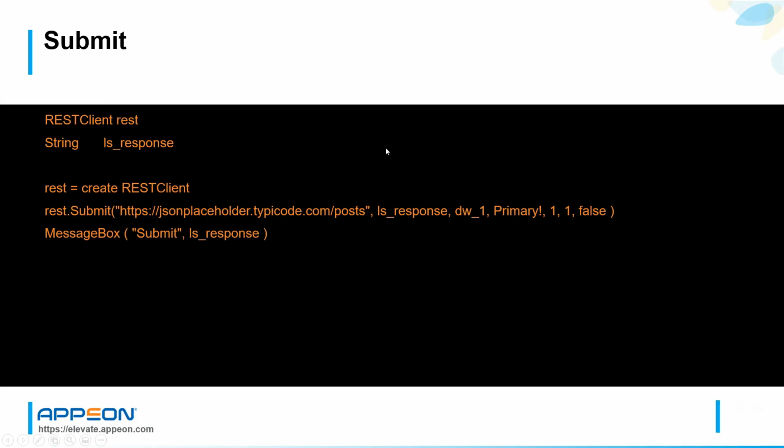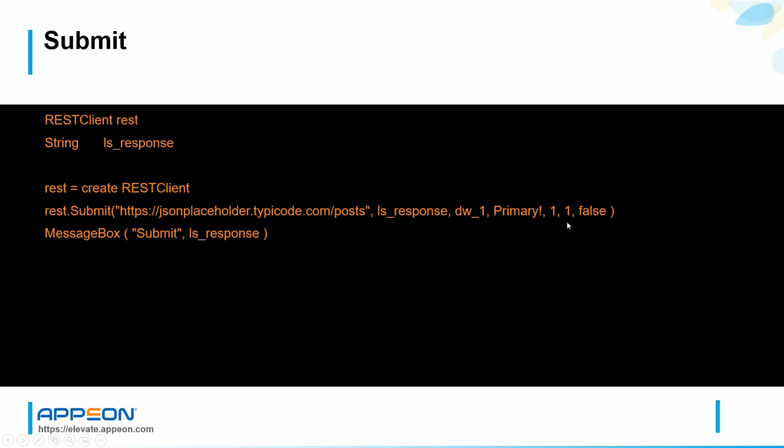So here's an example of using this. This is from a RESTClient sample that I did for last year's Elevate, where I've just modified it to use these new methods. So here's the submit method. This is for updating posts. This is response data coming back. This is the data window I'm sending the data from. I'm sending the primary buffer.